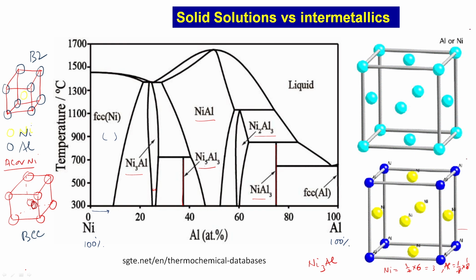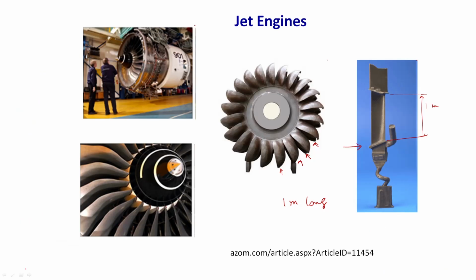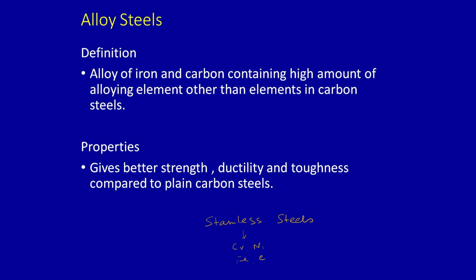Compounds will have either fixed stoichiometries or a variable stoichiometry also, like NiAl has a variable stoichiometry. But a specific compound like Ni5Al3 or NiAl3 has a fixed composition, you can't change it. So, this is what we learned in the last lecture, and Ni3Al is used as a material for jet engines. We discussed it a lot in the last lecture.